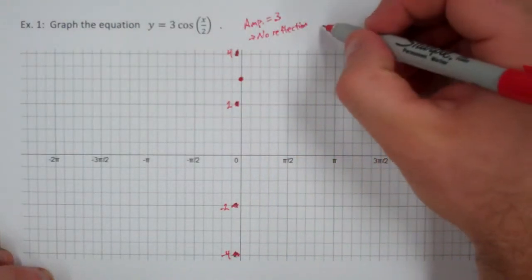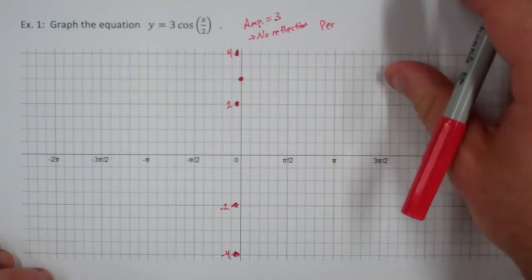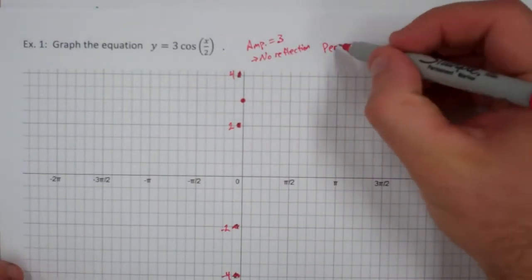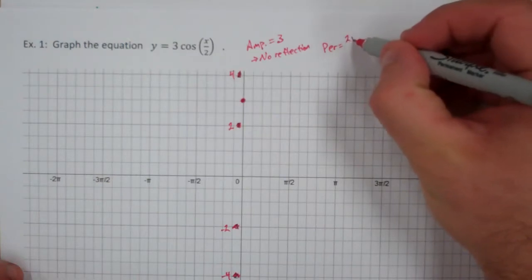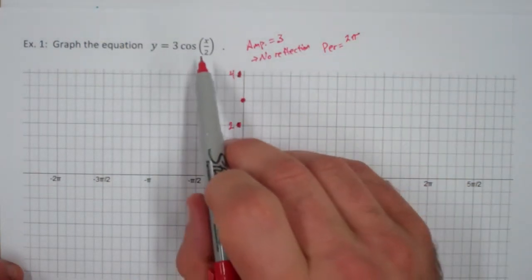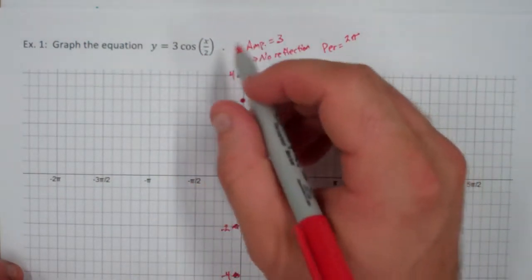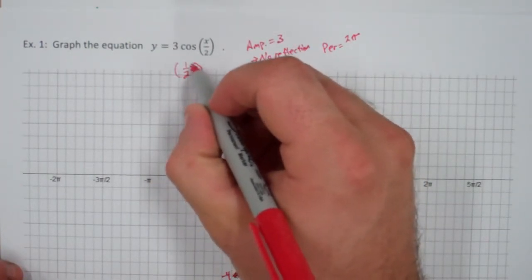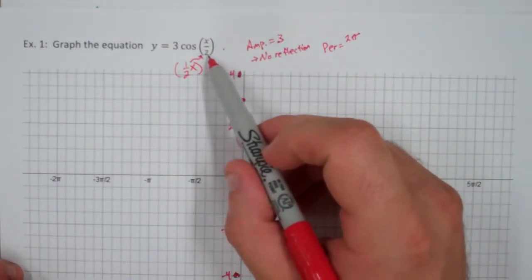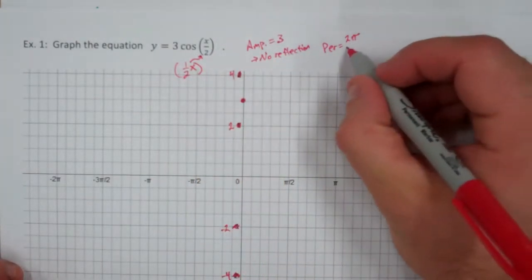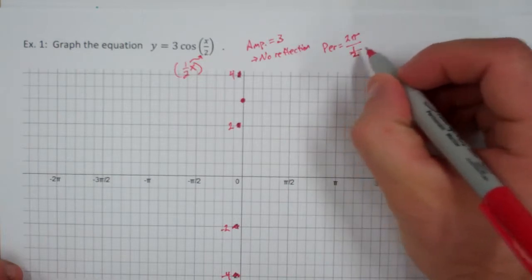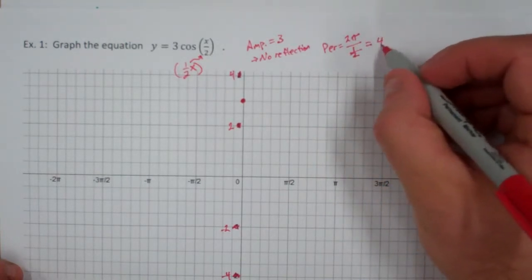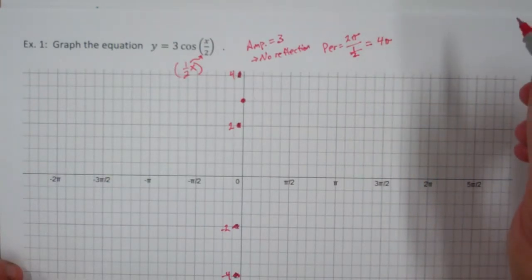We need to figure out the period now. So the period is 2 pi over k. In this case, k is 1/2. If you want to think about this like 1/2 x inside, please do. The value of k is not 2 in this case, it's 1/2. So we'll take 2 pi and divide it by 1/2. Remember to multiply by the reciprocal, so the period is 4 pi.